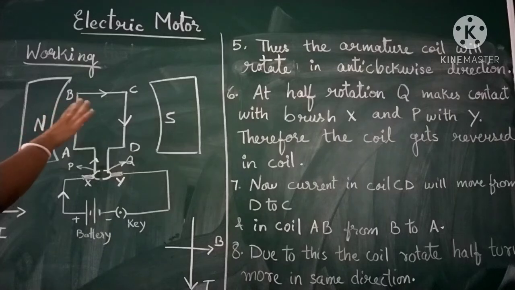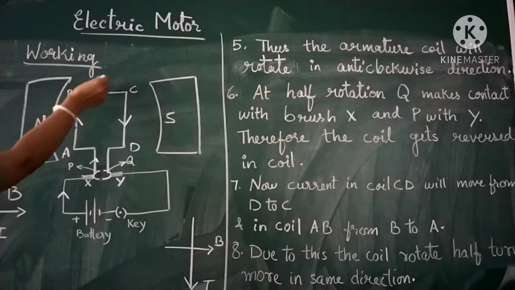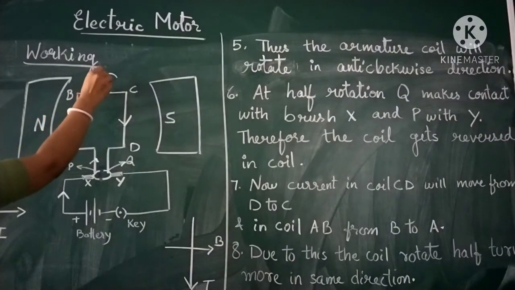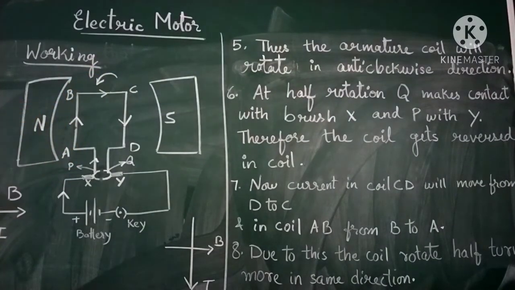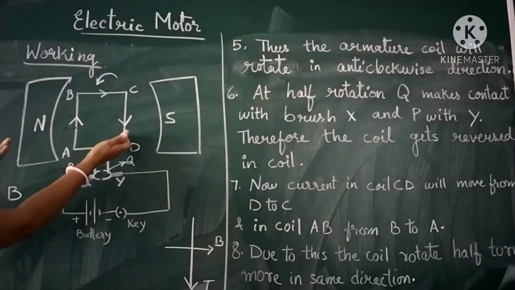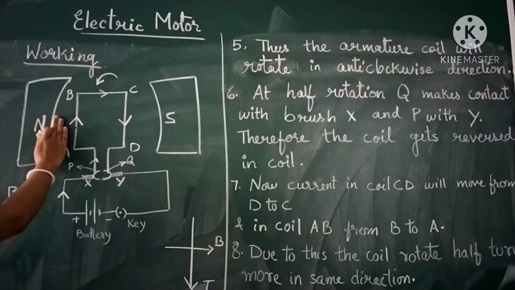So children, after this particular thing happened, the armature coil is going to turn in the anti-clockwise direction. That means in this particular direction, against the direction of the hands of the clock. So AB goes inwards and CD comes outward. Now what happened? After half a turn, CD is going to come in this particular direction.